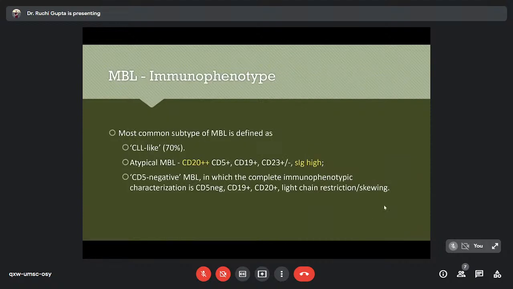If you look at the immunophenotype of these cells, the majority have a CLL-like immunophenotype, typically CD5, CD23 positive, CD19 positive, and so on. But a small percentage can have an atypical phenotype where CD20 is brighter and surface immunoglobulins are bright. There can also be a CD5 negative MBL, though I must agree it would probably be difficult to categorize these cells. And by definition, the absolute number of these cells is usually less than 5,000 cells per microliter.